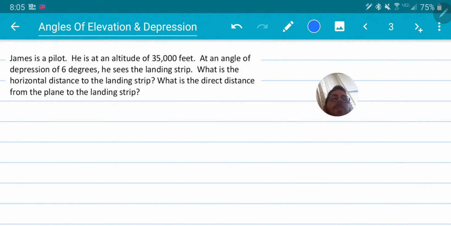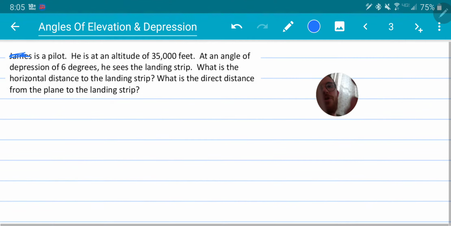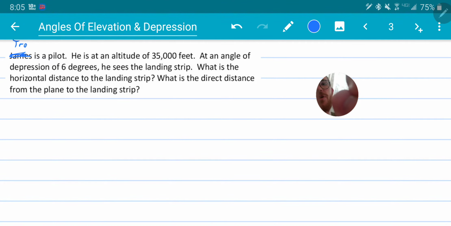James is a pilot. But we've been working with Troy. Let's just promote Troy from regular human in the last problems to pilot. Let's keep this simple. He's at an altitude of 35,000 feet. At an angle of depression of 6 degrees, he sees a landing strip. What is the horizontal distance of the landing strip, and what is the direct distance from the plane to the landing strip?